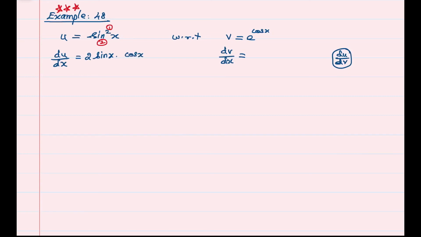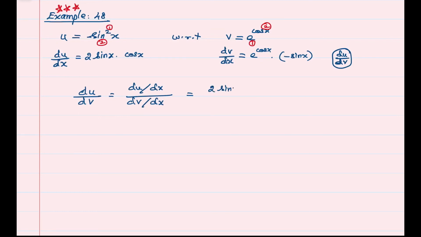Now let us differentiate v function. Dv by dx is equal to, here e function has to be differentiated first, then the power cos x has to be differentiated. Derivative of e function is the same, into derivative of the power cos x is minus sin x. Now we have to find the derivative of the first function with respect to the second function, that is du by dv, which is du upon dx divided by dv upon dx. 2 sin x cos x divided by minus sin x times e raised to cos x. When you do division, be careful, du by dx is in the numerator here. The answer is minus 2 cos x over e raised to cos x.